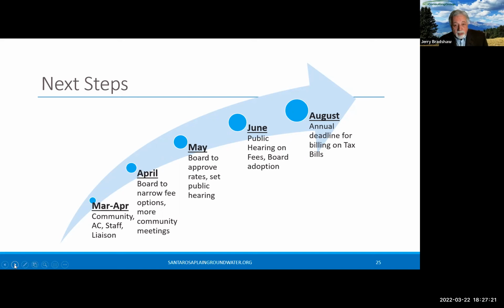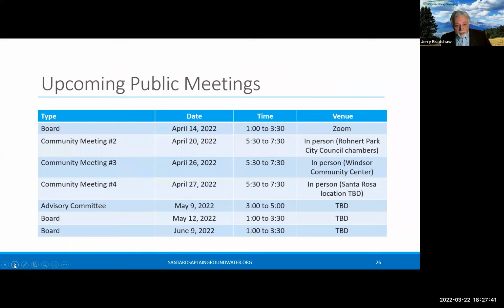And there's also an August deadline to get any charges like this that we want to put on the tax bill. All that data and information has to be into the county tax office by the first week of August. So that's the goal for getting revenue in for the next fiscal year. And that's our layout of our next steps. The next slide is a summary of the upcoming meetings. As I said, we've got meetings 2, 3, and 4 coming up in the next month. Before that, we'll be at the board on April 14th, back to the advisory committee on May 9th, and then the last 2 board meetings in May and June.